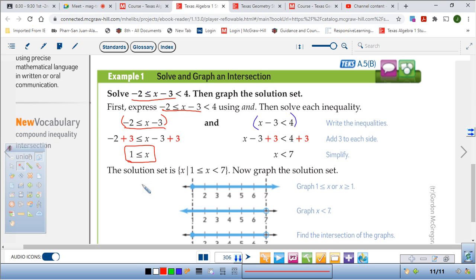Graph it. That's this part right here, right? Now, in this situation right here, remember, switch the variables around. X here, I want the variable always on the left. I'm reading the x, 1. So from a 1, I'm going to the right.